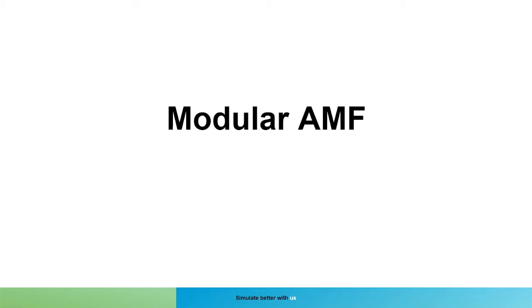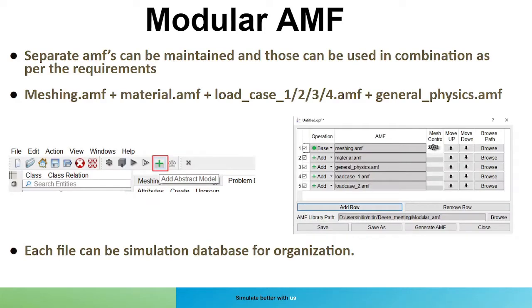Hello everyone, we will now see one more functionality called modular AMF. With this functionality, you can maintain separate abstract model files and use those files in any combination as per your requirement. For example, you can have meshing.amf, which will contain all the attributes related to meshing.